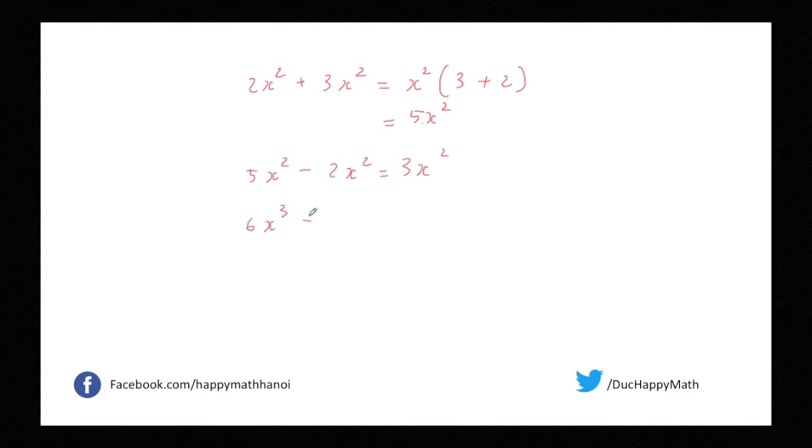When we have an operation on terms, for example 2x squared plus 3x squared, you can factorize this. It means the x squared will be outside and 3 plus 2 is inside the bracket, and you get the final result 5x squared. For example, 5x squared minus 2x squared equals 3x squared, or 6x cubed plus x cubed equals 7x cubed.